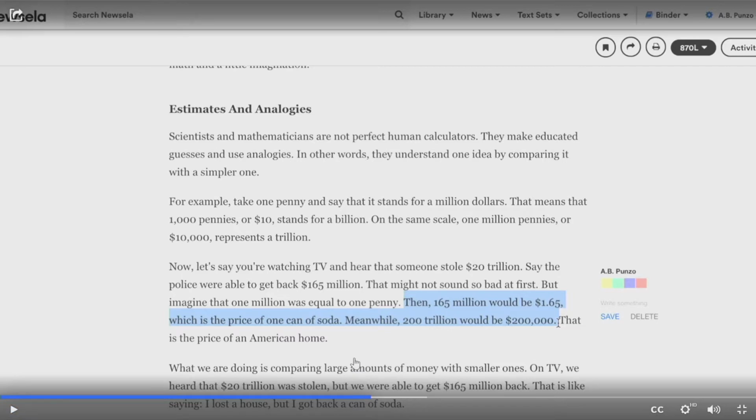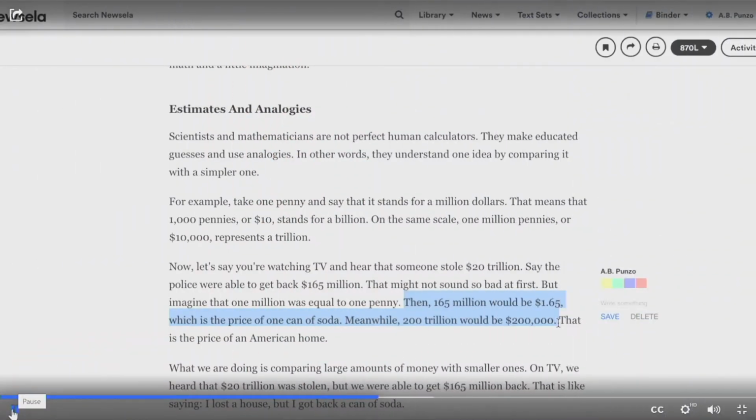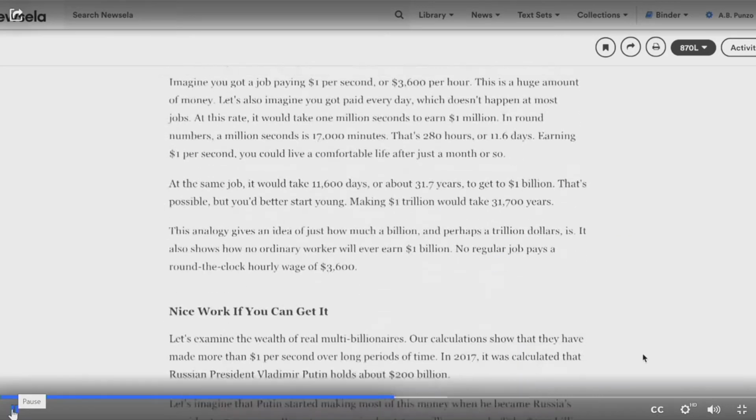So what I see the author doing here, and I hope you're observing this too, is highlighting the text that matches the central idea. She's looking at those ways that those big numbers inform our judgment. Is equal to 1 penny. That would mean the police recovered $1.65, but that $200,000 was stolen. That helps us see there's a big difference between millions and billions.